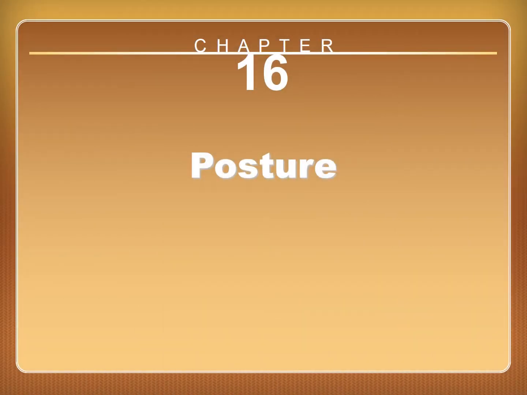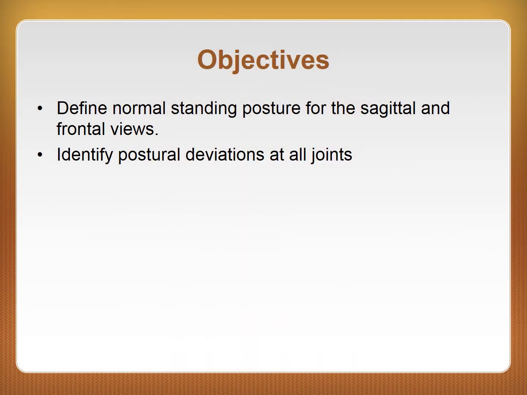This section of the module will cover posture. Please review Chapter 16 in your textbook in addition to listening and looking over the PowerPoint slides in this presentation. The objectives of this chapter are to define normal standing posture for the sagittal and frontal views and to identify postural deviations at all joints.